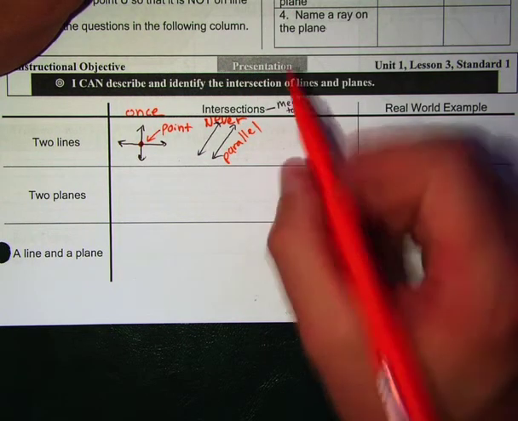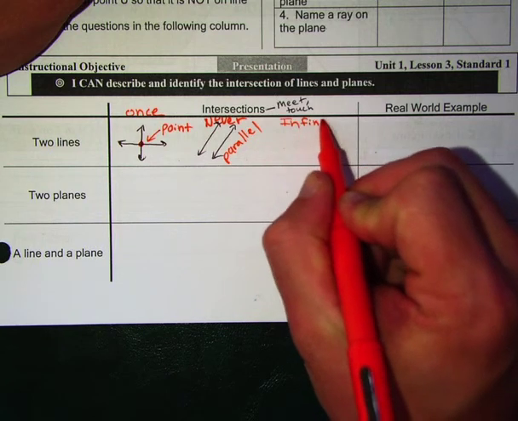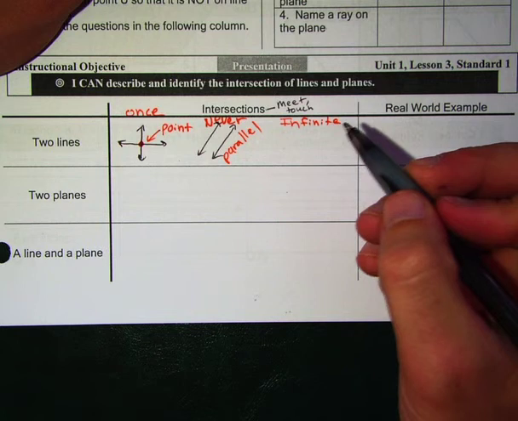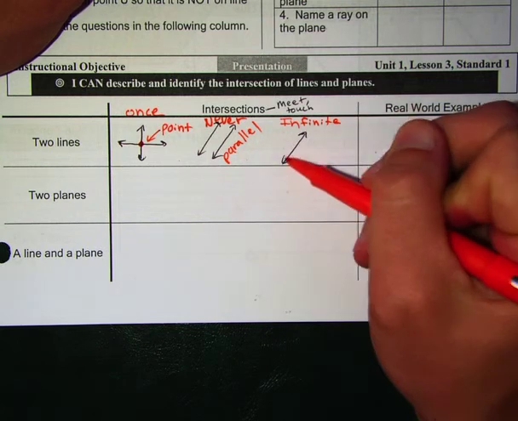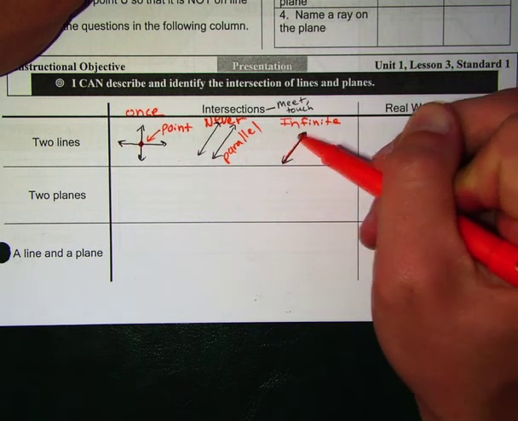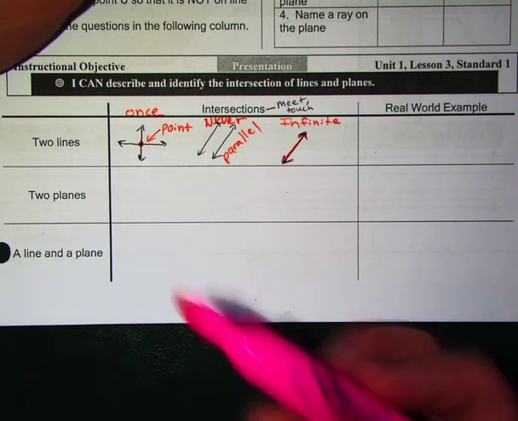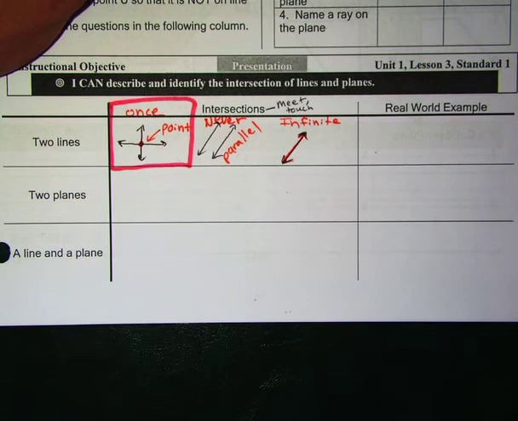And finally, you have the infinite case, where two lines really are just on top of each other. So you have one line like this, and then another line is placed directly on top. This happens with systems of equations sometimes. The most common one you're going to see, though, is this one right here. Two lines in the same plane intersect just once when they intersect.